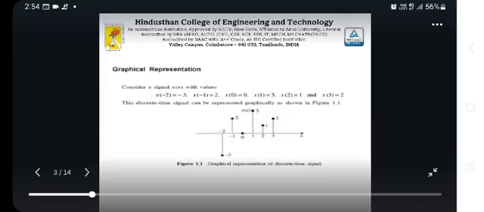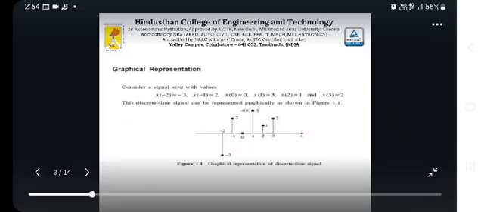First we will see about graphical representation. We can represent the signal in a graphical manner. Consider a signal x of n with values. In the x-axis we have n values. In the y-axis we have x of n values. For example, n equal to 1 means x of n equals 3. Here x of minus 2 is equal to minus 3.